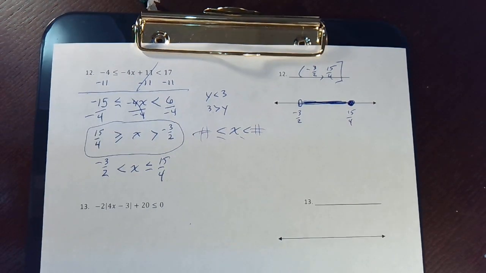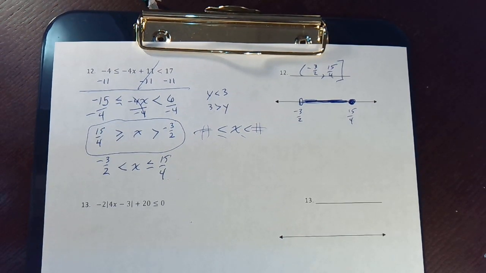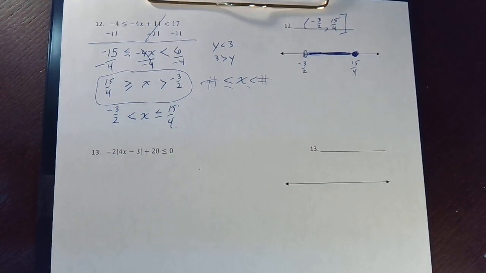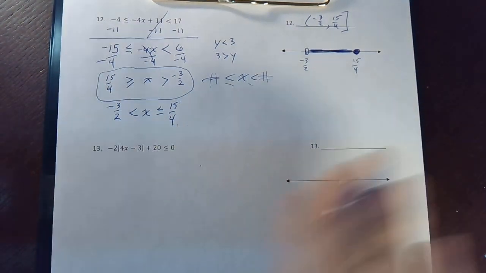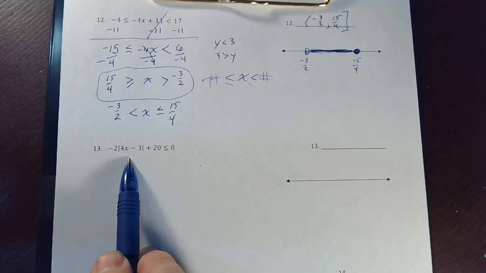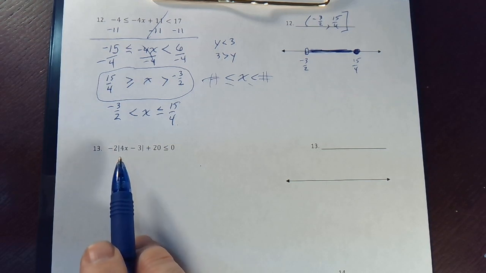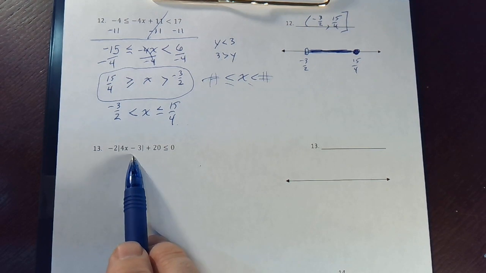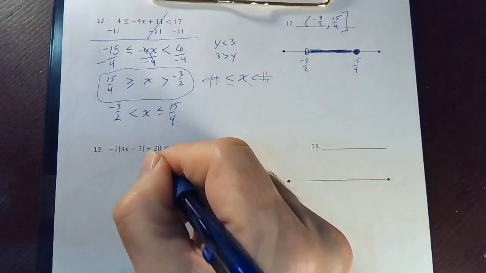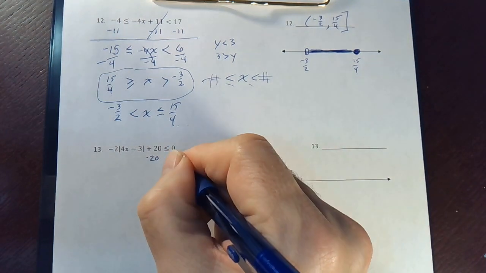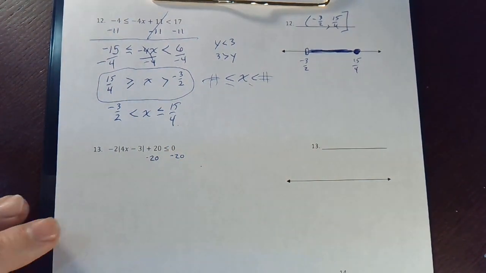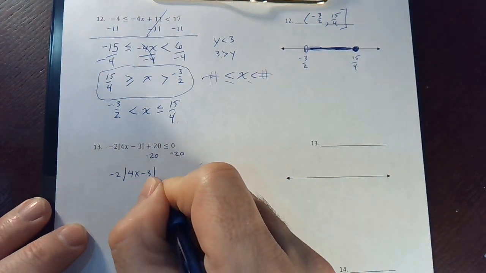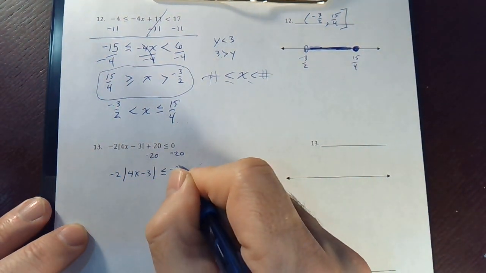Okay, our last 2 problems are going to be absolute value inequalities, which give some students a hard time. The first thing we want to do, as frequently as with a radical equation or with a rational exponent equation, is get the absolute value all by itself on one side. So let's subtract 20 from both sides. And that would give us a negative 2 times the absolute value of 4x minus 3, less or equal negative 20.